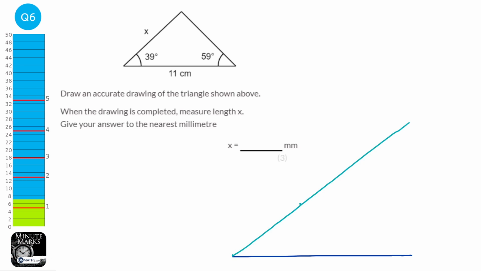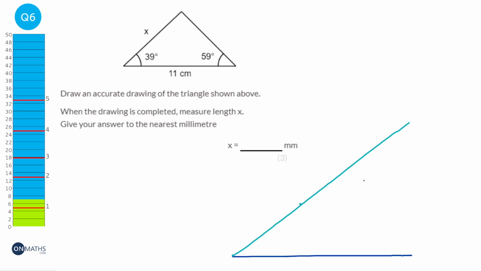Like so. Now just keep it going. Right, the next thing I'm going to do is put my protractor on the other side. So my protractor is kind of here, and I'm lining up the crosshairs with this point here. But this time I'm measuring on the left hand side, and I'm looking at 59 degrees, which will be here.